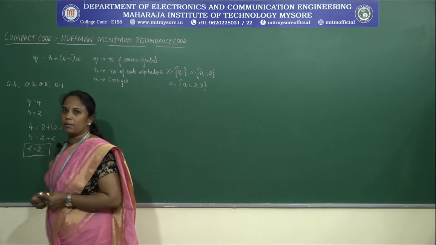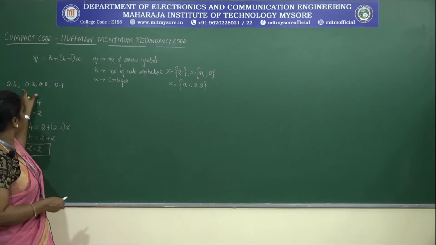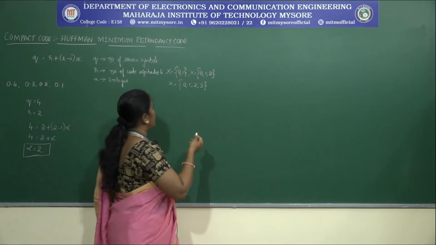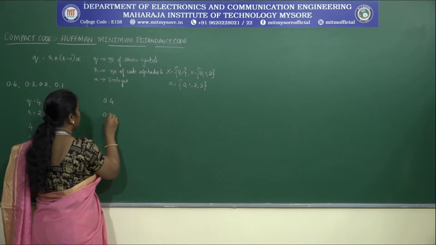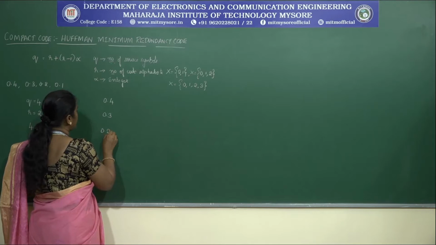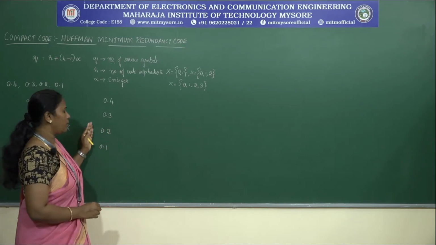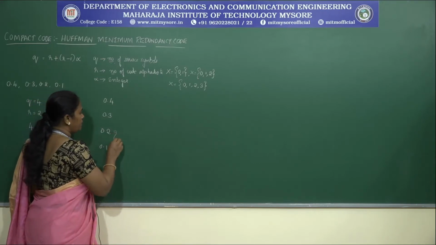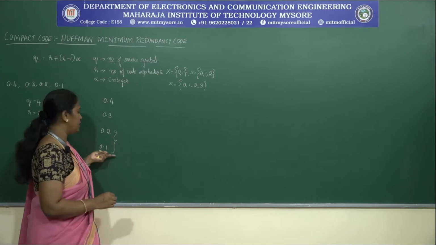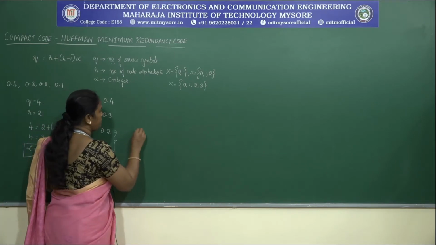Now the next step is how we are going to model this particular sequence. The very first step with respect to Huffman encoding is that we need to arrange the given probabilities in decreasing order. Now we have arranged the 4 symbols in decreasing order. Then we are going to combine 2 probabilities together, that means we sum these 2 probabilities, and it will be 0.3.